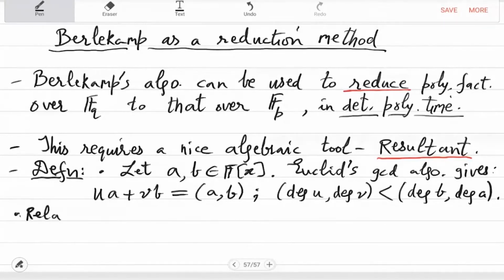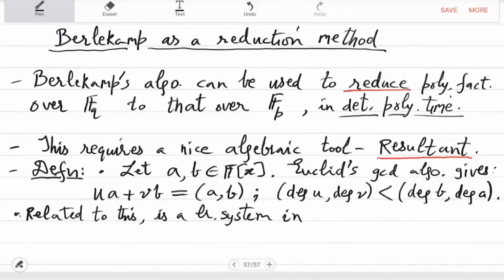Related to this is a linear system in how many unknowns? So degree of A plus degree of B, which is the degree of the product. So in degree of AB many unknowns.